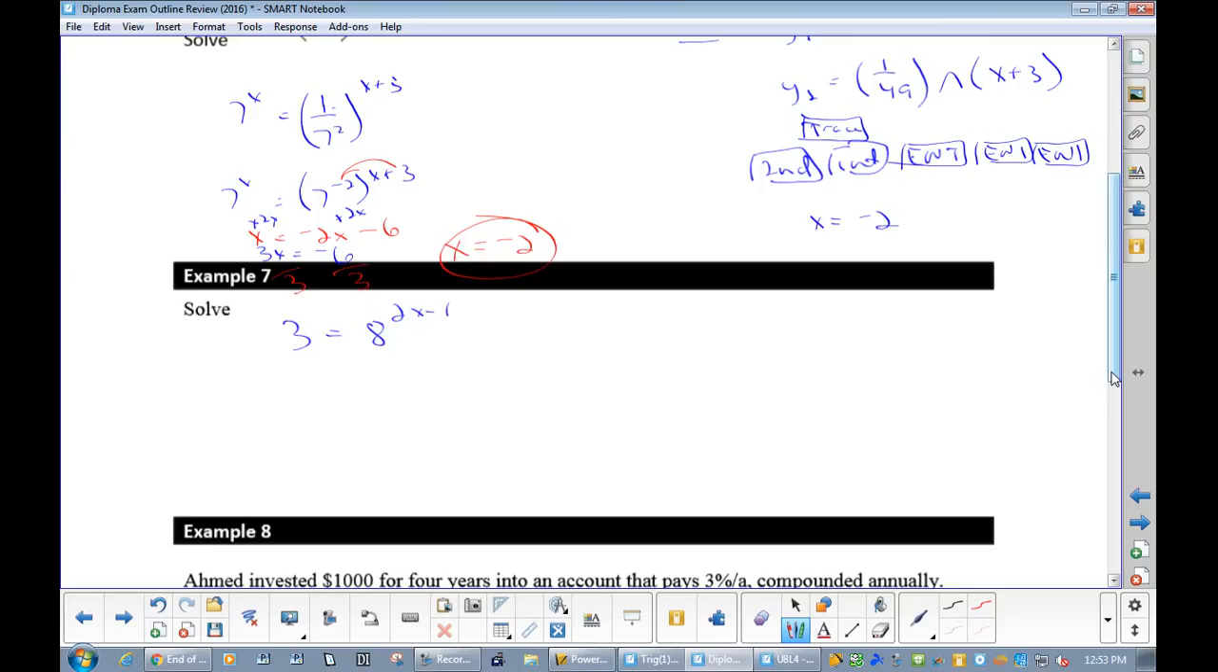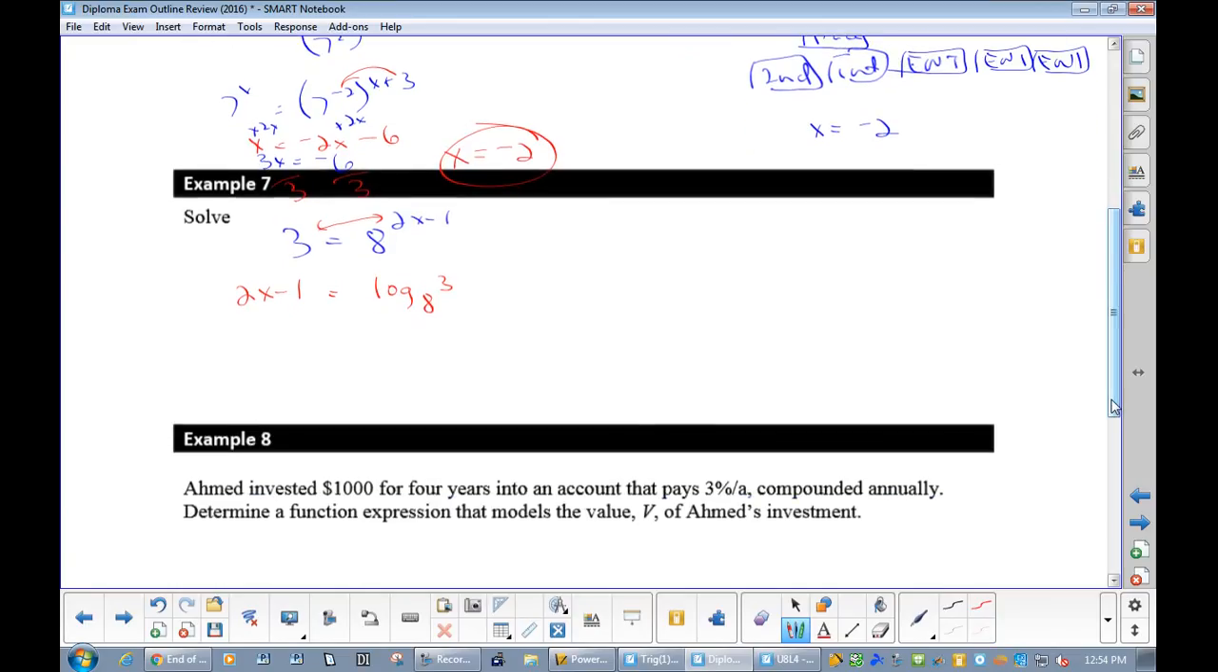How about 3 equals 8 to the 2x minus 1? How can I solve that? Turn it into log form. What happens when you turn to log form is these two trade, right? So I'll have 2x minus 1 equals log 8 of 3. Remember, the base stays where it is. Now, without putting log 3 divided by log 8, which I could do right now, let's keep going. How could I get x by itself? Add 1 to both sides. Then divide all of this by 2. So x would equal log 8 of 3 plus 1 all over 2.